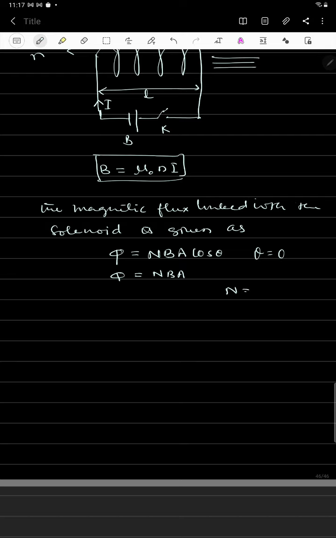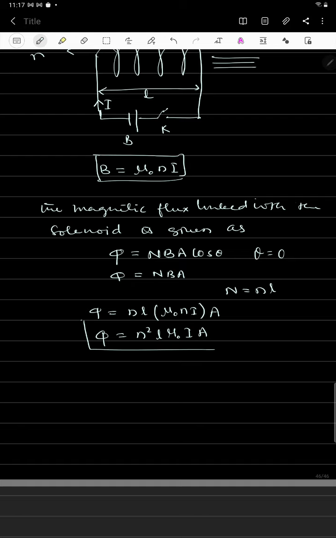Here n is the number of turns per unit length. We can write capital N equals n into L. So therefore phi equals n L into B, and B is mu naught n into I, into area. So this phi becomes n square L into mu naught into I into A. I will call this equation 1.